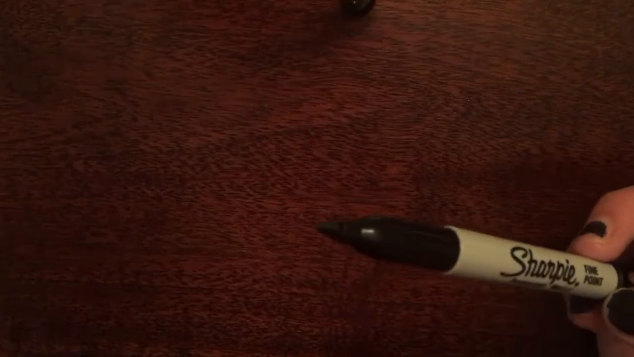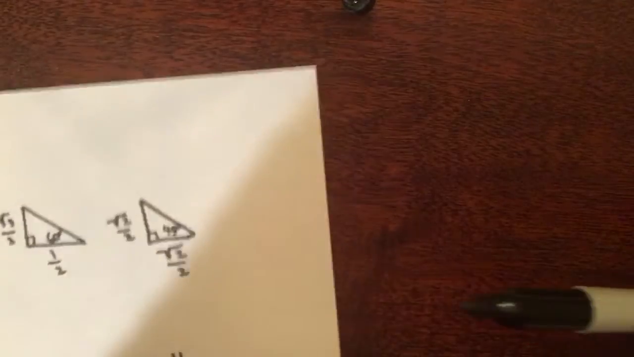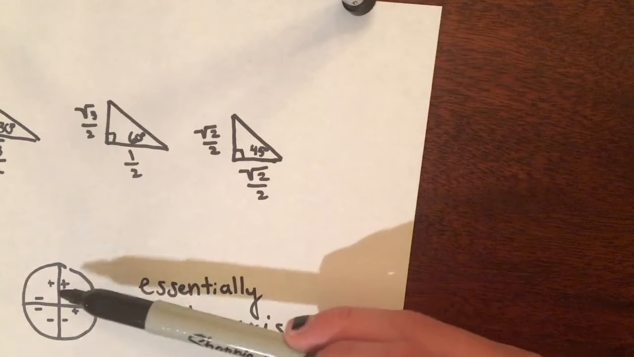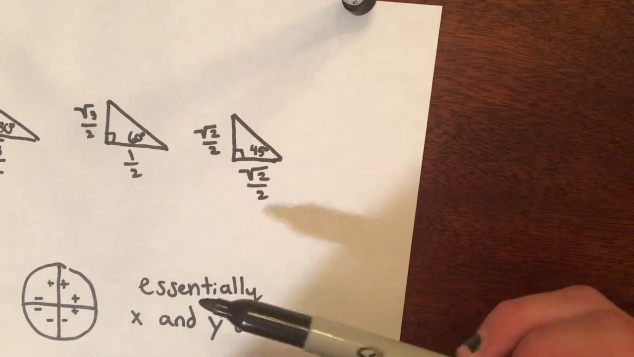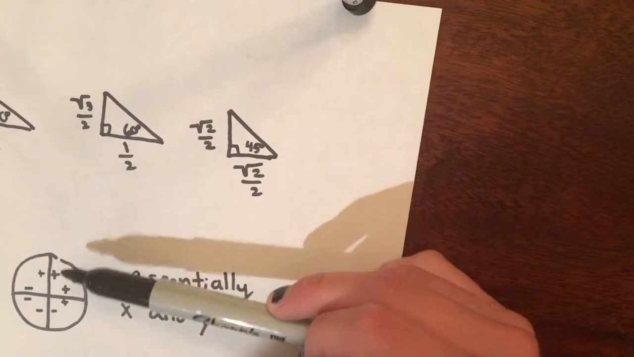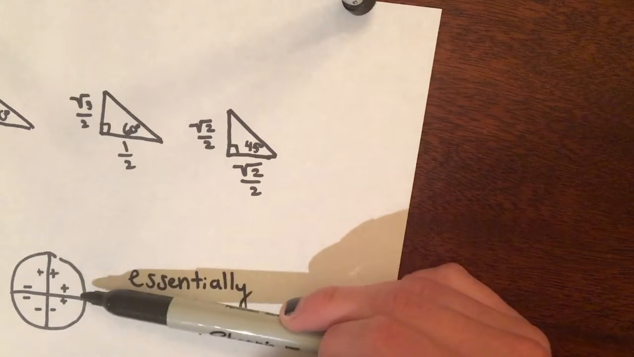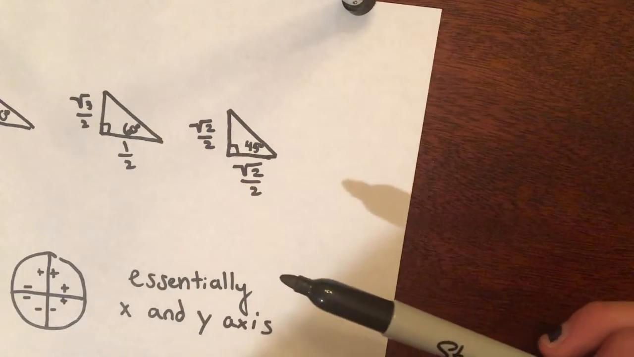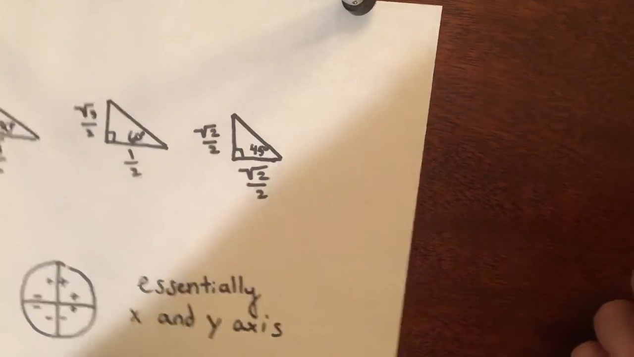So a few other reminders. One way to help you remember which quadrants are positive and negative is to think of these as x and y axes. So think of it as a graph. This is going to be positive, this is negative, that's negative. So kind of think about it in the context of a graph.